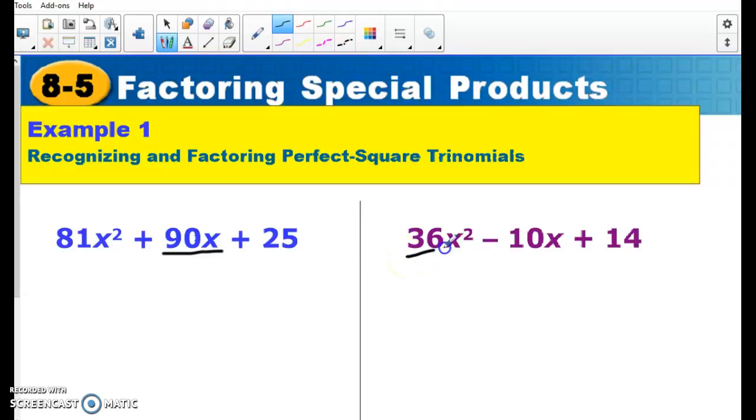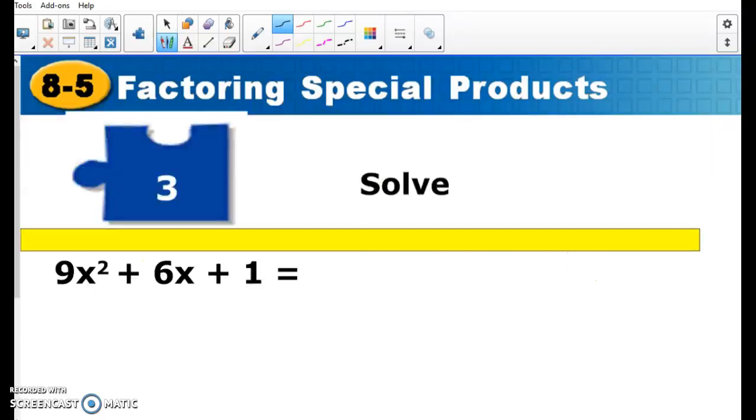This one's kind of the same thing, so I have a 6, and then 14 is not a perfect square, so I know right away that one's not going to be possible because there's no perfect square of 14, so we can't do a problem like that.